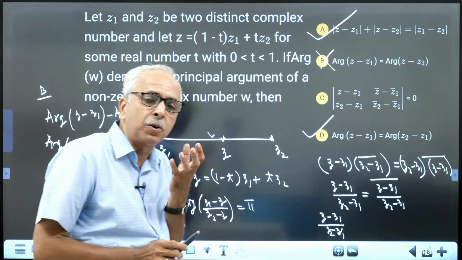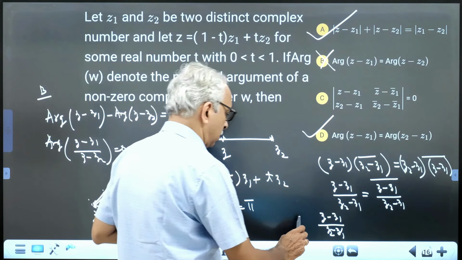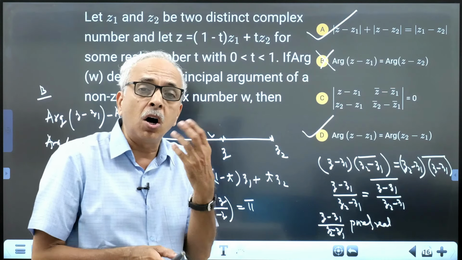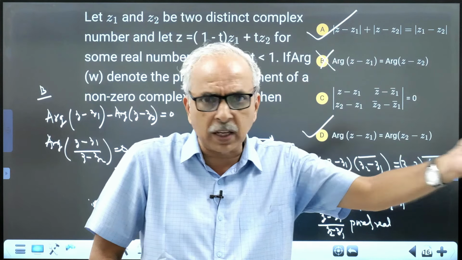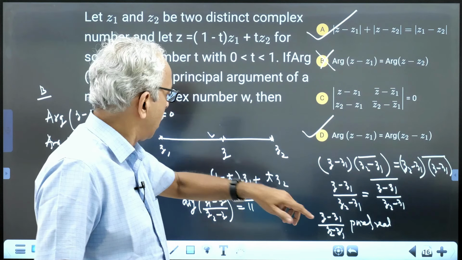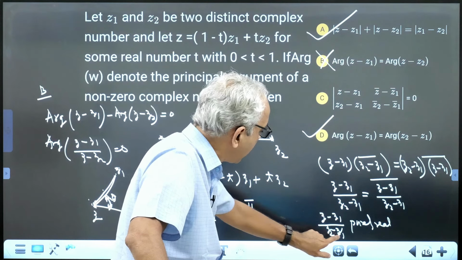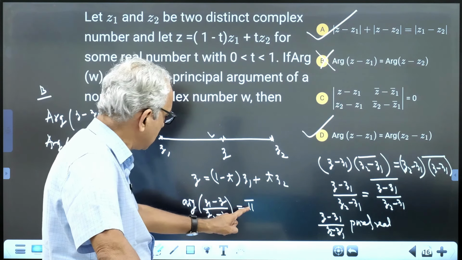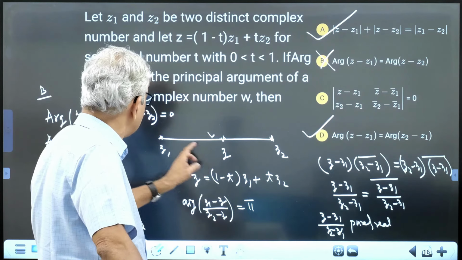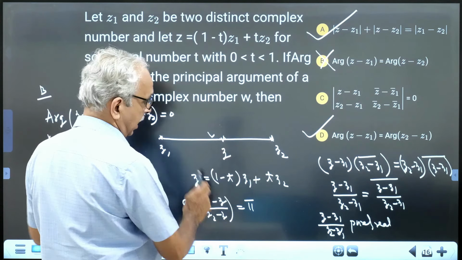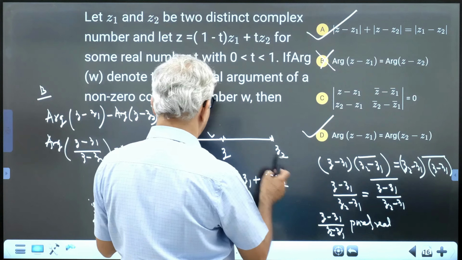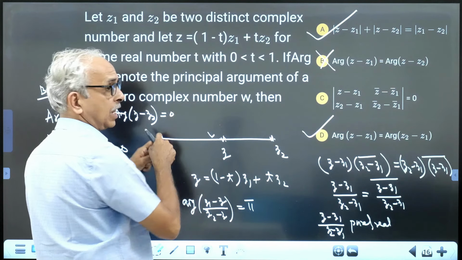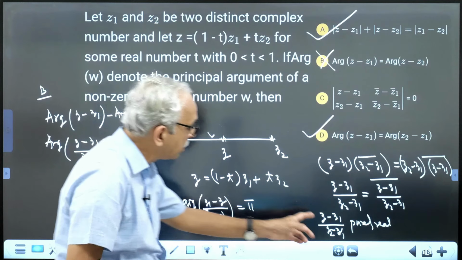If a complex number is purely real, the argument can be either 0 or pi. It will be on the real axis. So the argument of (Z minus Z1) by (Z2 minus Z1) can be either 0 or pi. See, Z minus Z1, Z2 minus Z1: the argument is 0, and it is purely real, right?